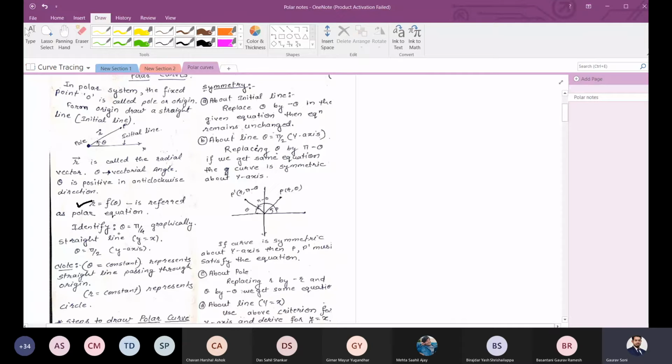Theta is equal to pi by 4 graphically represents a line. And the equations that we are going to study will be of the form r is equal to f of theta. Such equations are called polar equations. So we need to trace this type of equation where we have r is equal to f of theta.